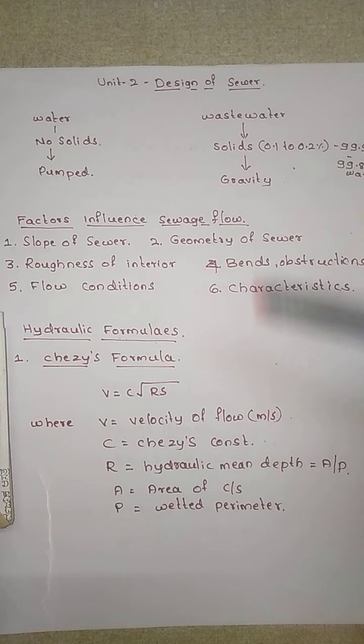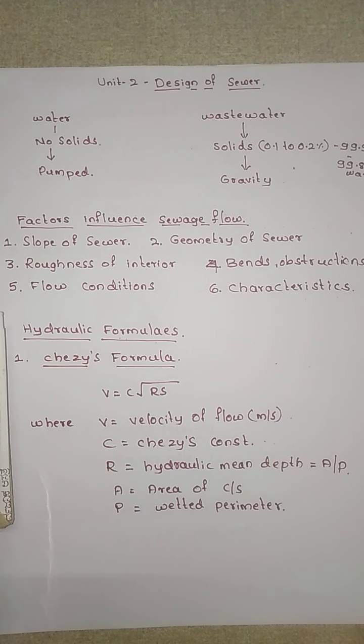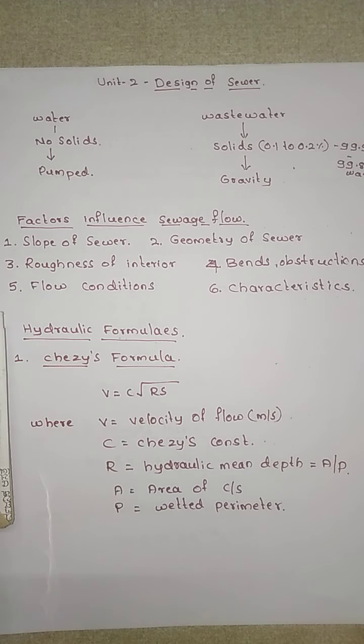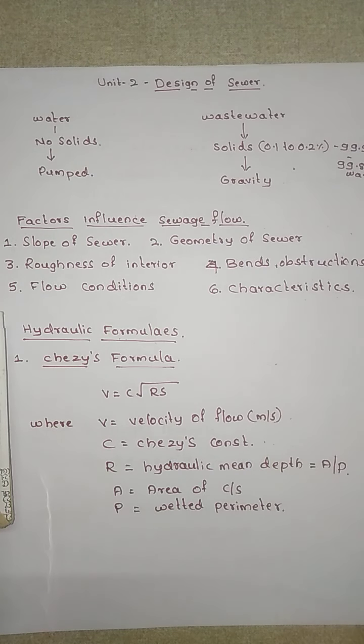Now when we have these solids and the wastewater has to be carried out, we should take care that these solids do not settle down while they are carried by the sewer or the gutter. It should not settle down. If it settles, a choking problem will occur in the sewers. So we should take care that there is sufficient velocity, that is the self-cleansing velocity, when we carry this 0.1 to 0.2% of waste in the form of solids.